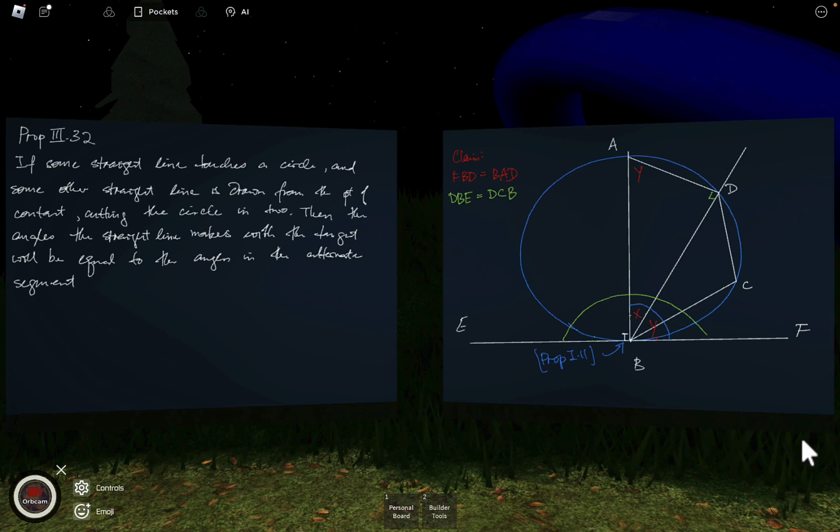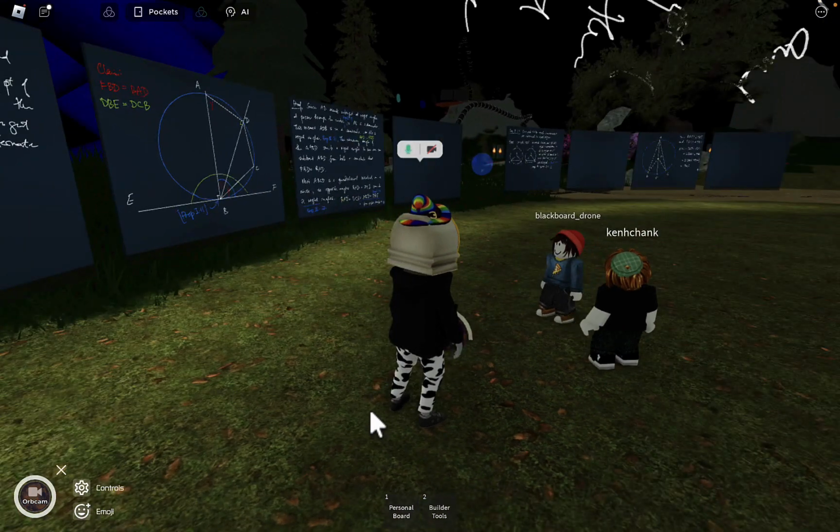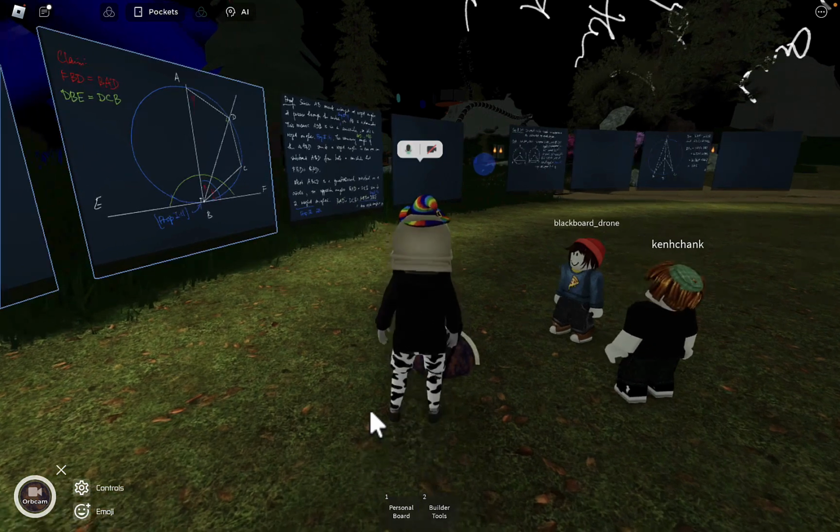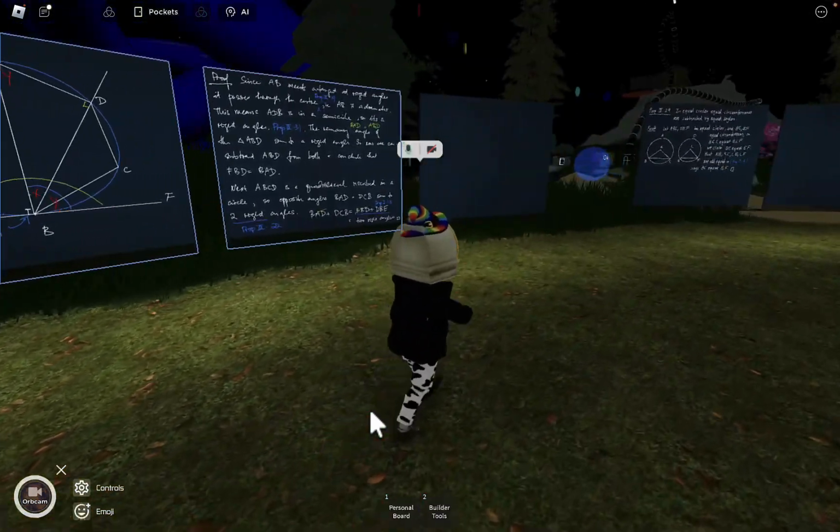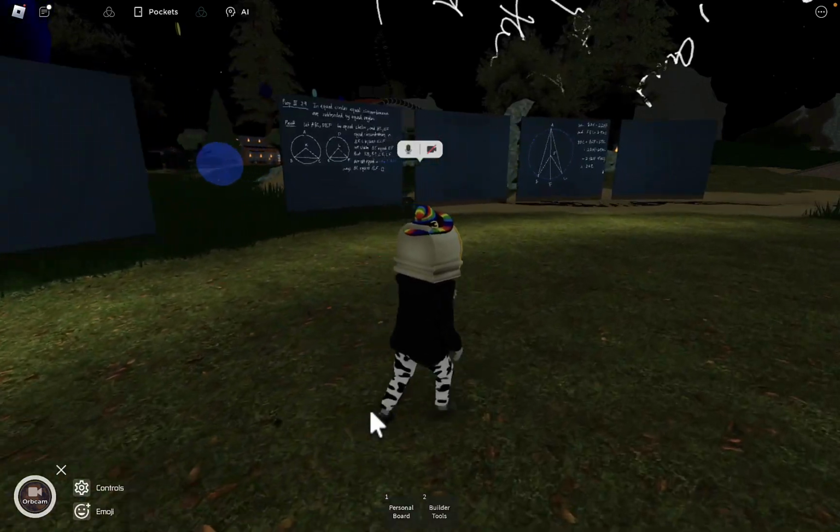So DBF is equal to DAB. And what this pretty clearly makes possible is to construct a circle on a line with a given angle. So that's what we'll now do over here.